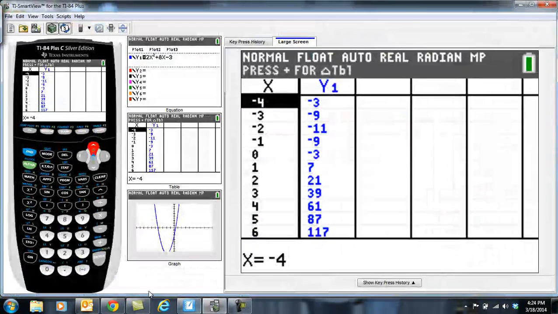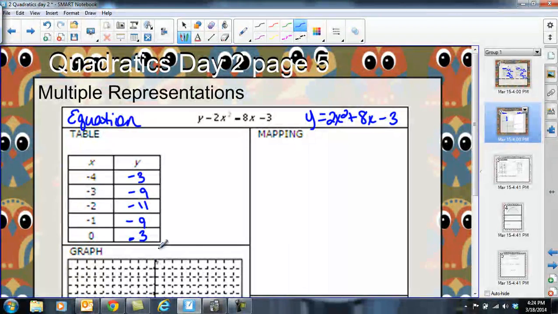At -1 we're at -9, and then at 0 we're at -3. So we're back at -9 and back at -3. So you can see there's some repetition here, and it should happen because we're dealing with a parabola. We have a quadratic. So there's the table.